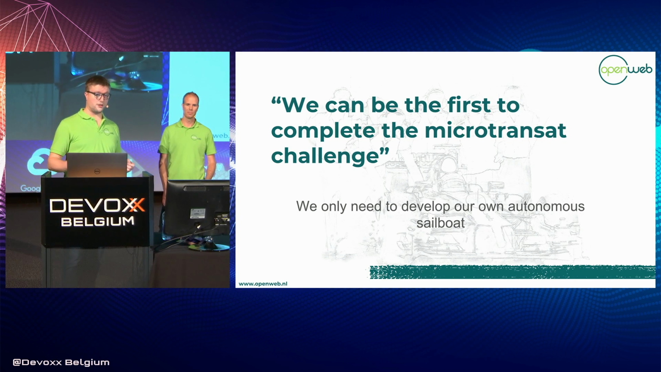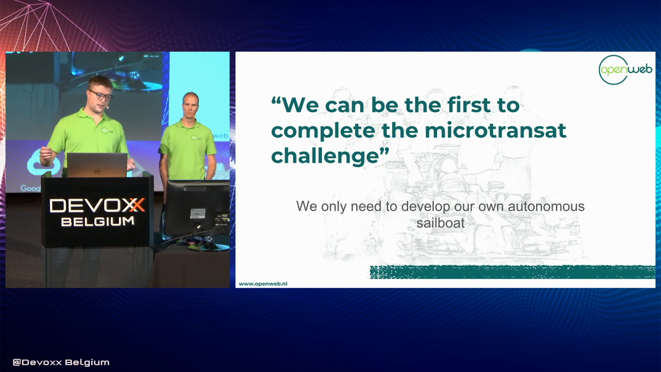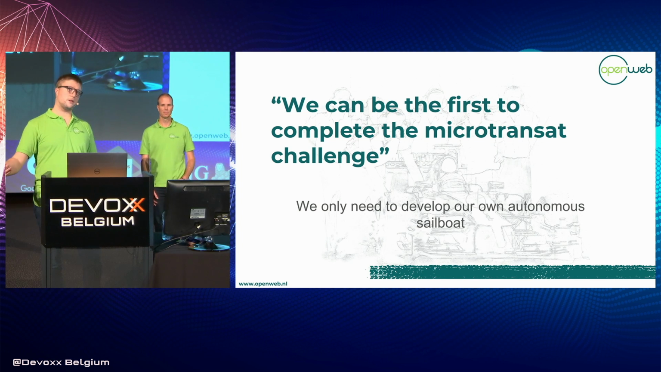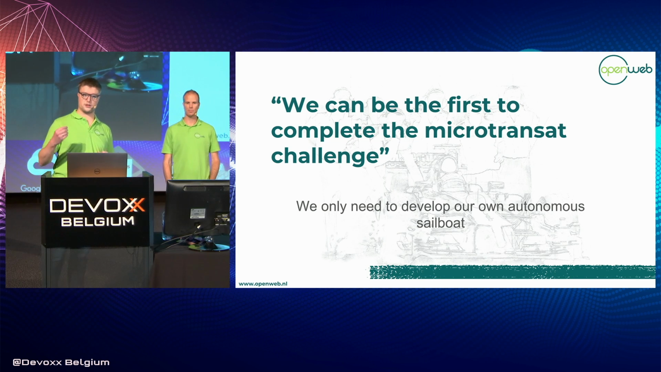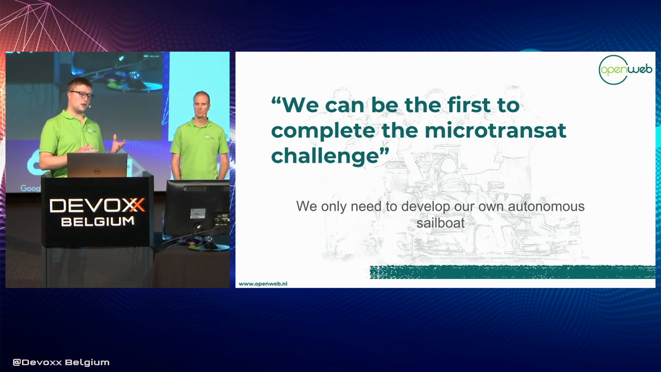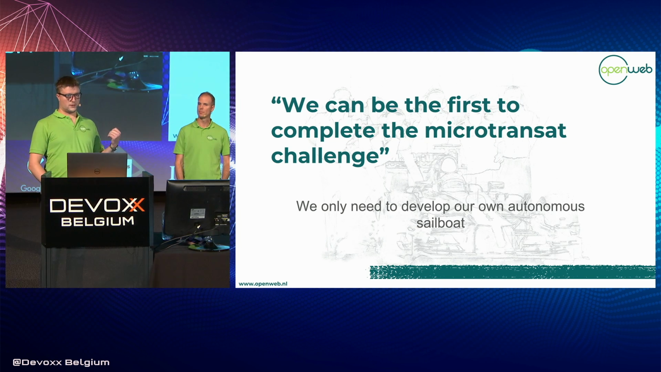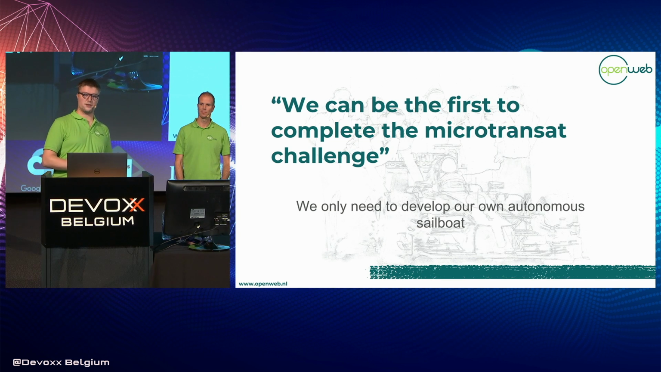A small introduction to what is the Microtransat Challenge. As you might already have guessed, it's about crossing the North Atlantic. It's a challenge that was set up in 2005. The first participant joined in 2010. The rules are that you cannot have a boat longer than 2.4 meters. There are two categories, one of sailing and one of non-sailing. And within these categories, you have the unmanned division and the autonomous division.